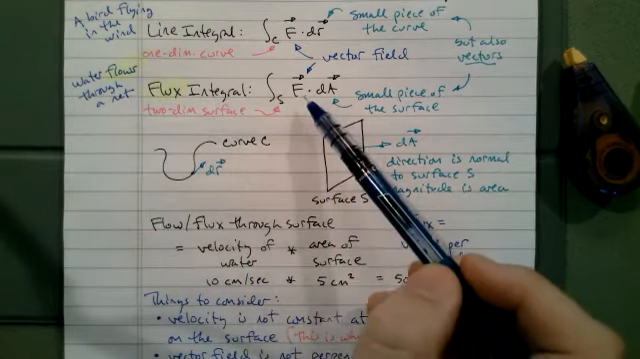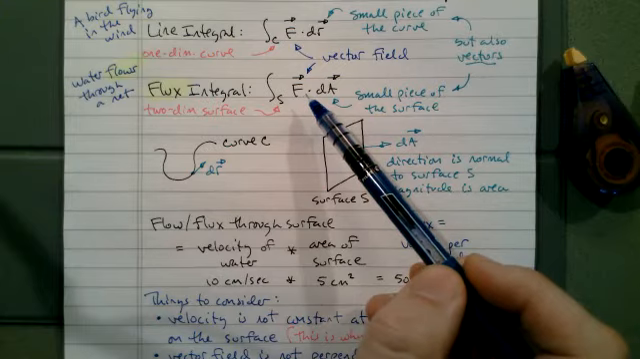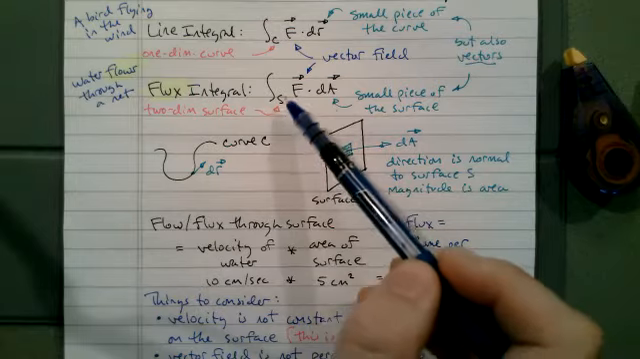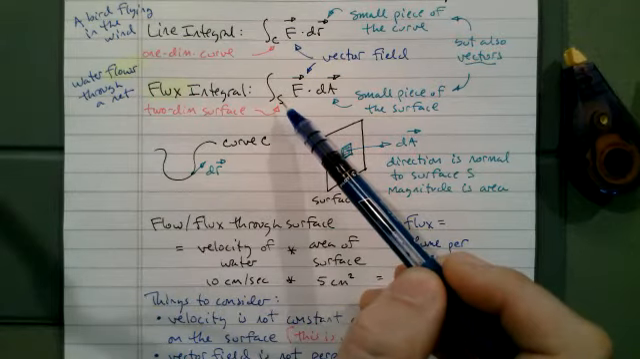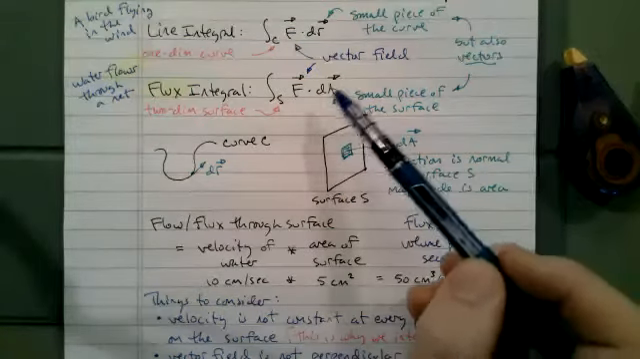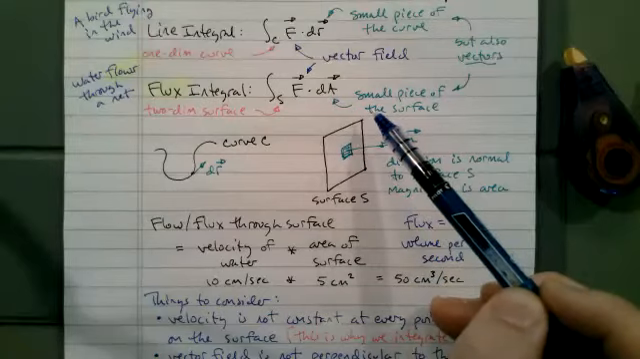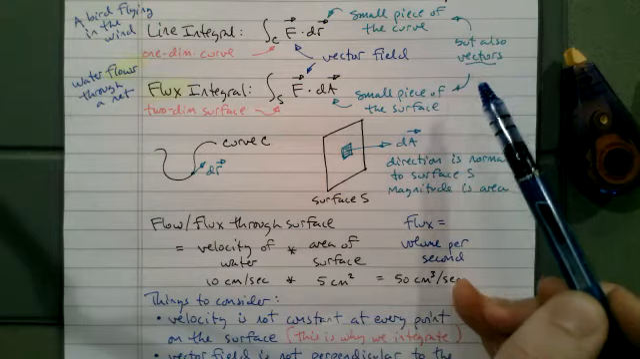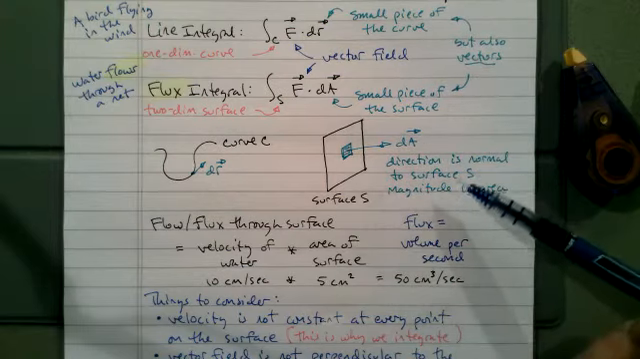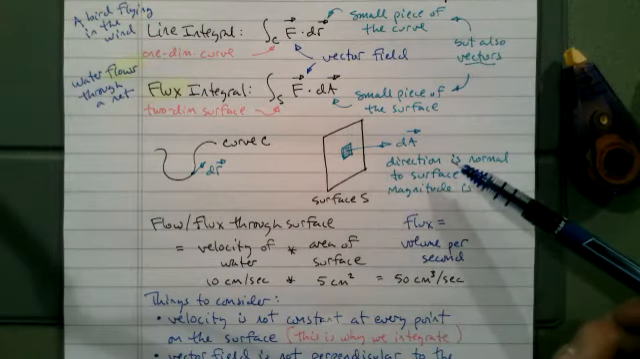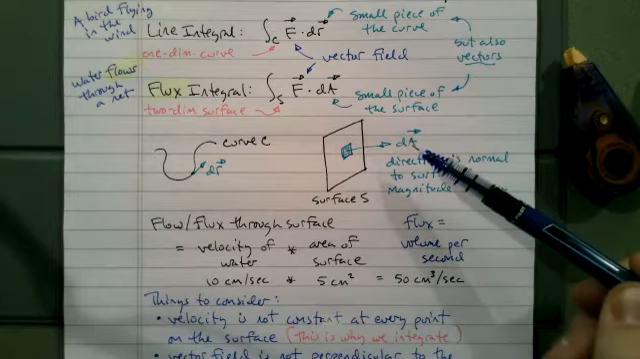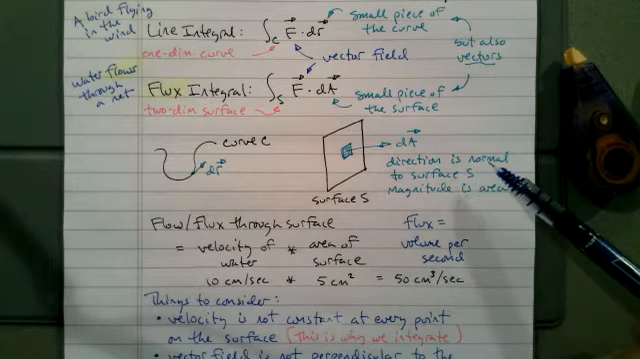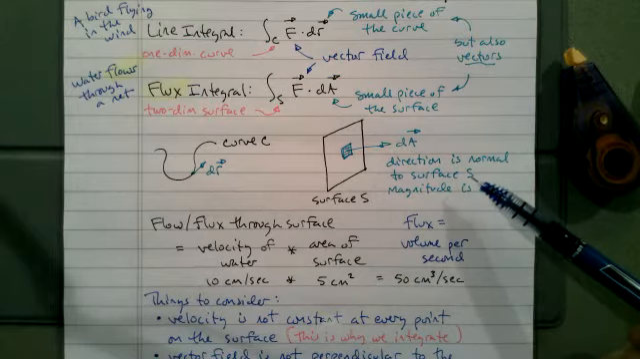We're still integrating a vector field, but this time over a two-dimensional surface. Evaluate this vector field at all these points on the surface. In this case, the dA is going to be a small piece of the surface, but it also needs to be a vector. A vector needs magnitude and direction. Since the dA is going to represent a small piece of the surface, the only direction that makes sense is going to be normal to the surface.